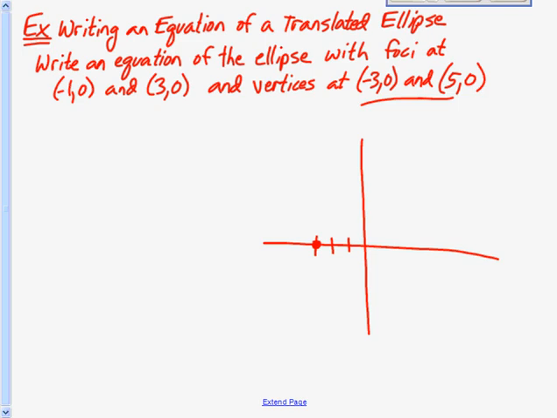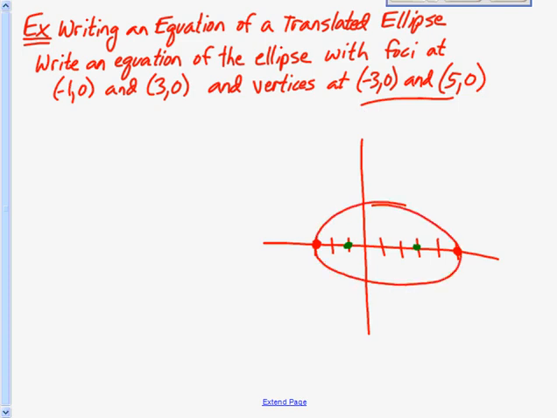So (-3, 0) and (5, 0). You can tell how already we're just a little off from the center, aren't we? Because we know the center of this thing is not going to be right in the middle. Okay, so there's our vertices. And we've got these foci at (-1, 0) and (3, 0). Let me put my foci in green here. So this thing is going to look something like this, right?